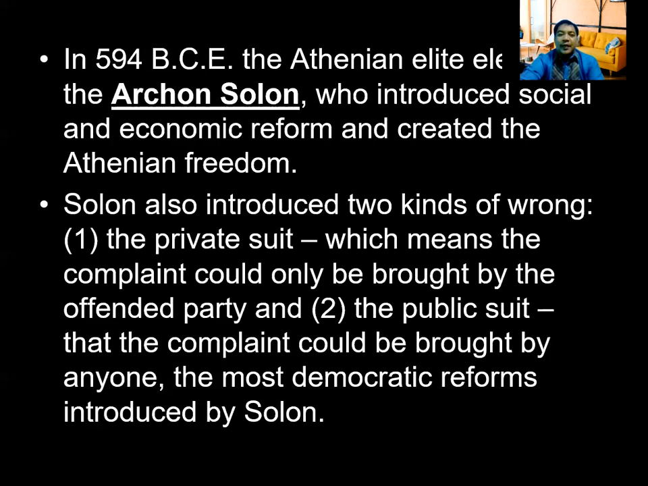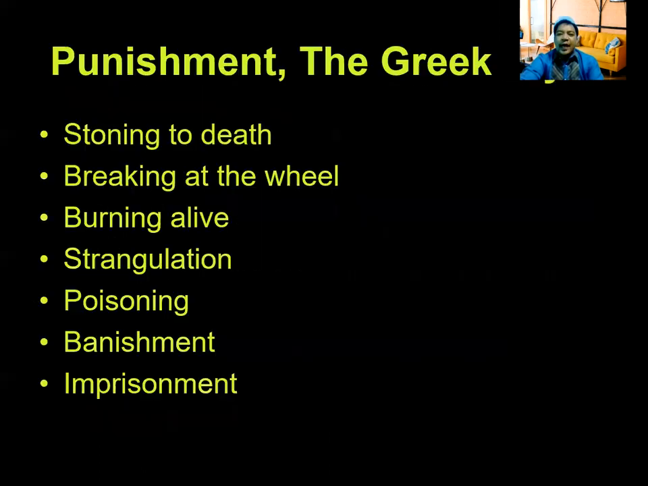And then we have the different forms of punishment that were, of course, developed and perfected by the Greeks.